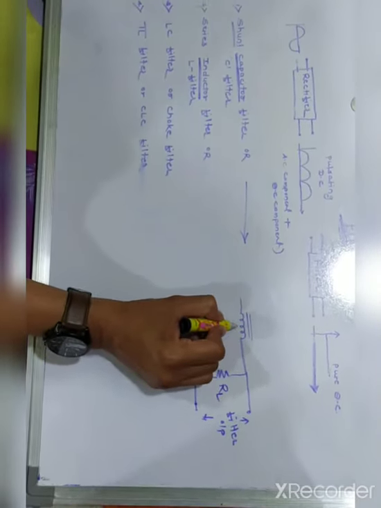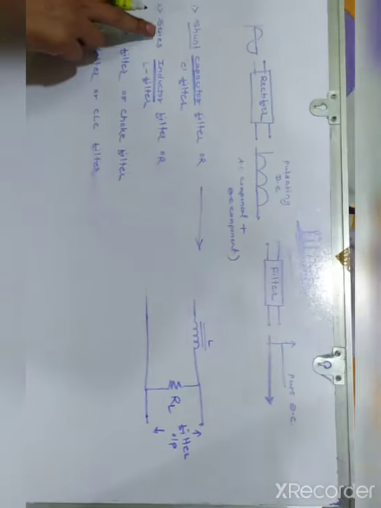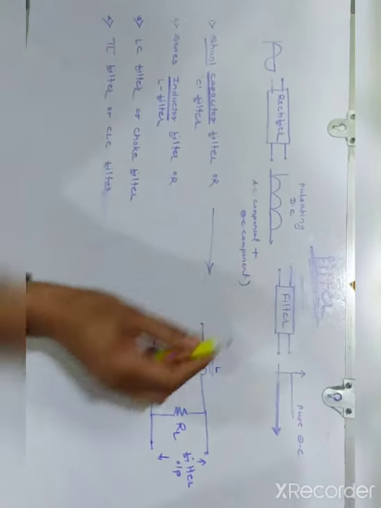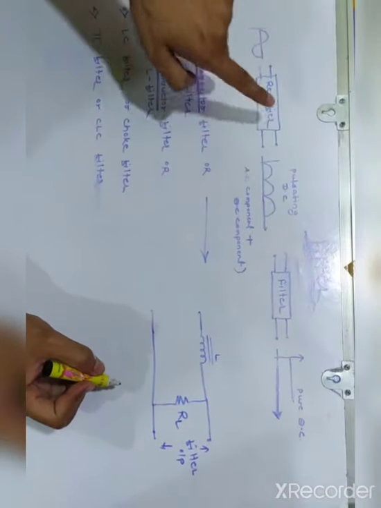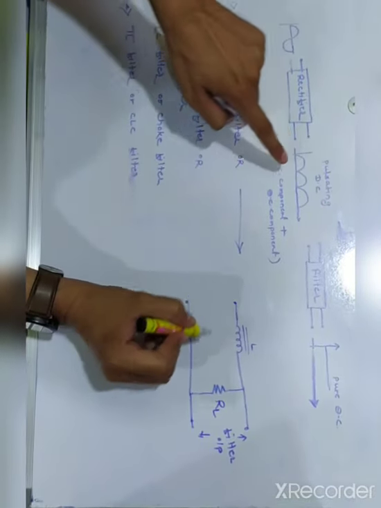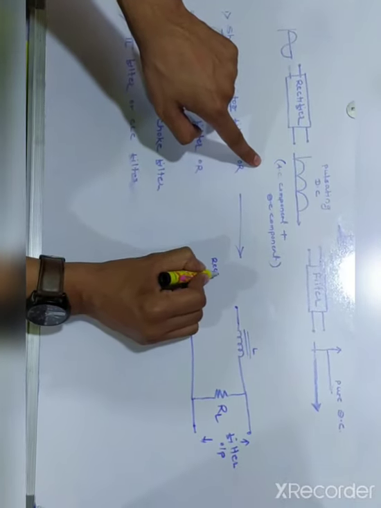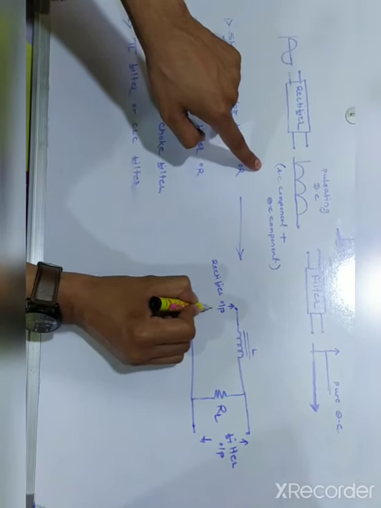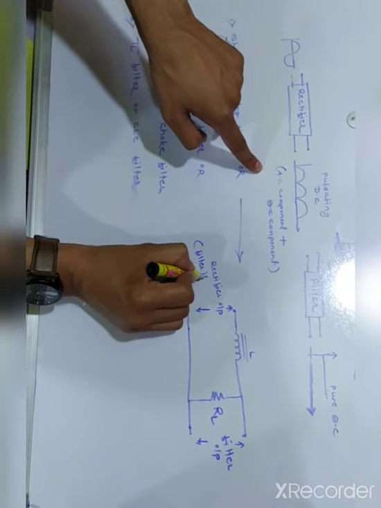This inductor is denoted by L, and this is simply the circuit of the series inductor filter. The input to the filter is the rectifier output. The rectifier output is pulsating DC, containing both AC and DC components. So the rectifier output is given as the filter input.